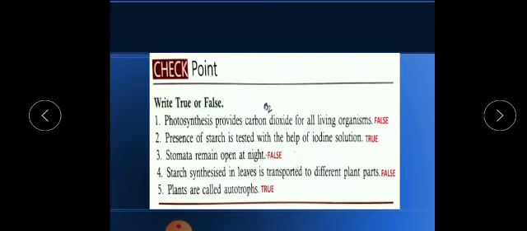The fourth one: starch synthesized in leaves is transported to different plant parts. It is false, because starch is a stored material, when glucose is converted into starch. Plants keep starch as a stored material in different parts, but they synthesize glucose, so this is a false statement. The last one: plants are called autotrophs, so it is true.